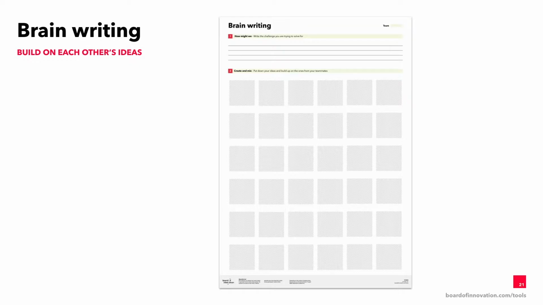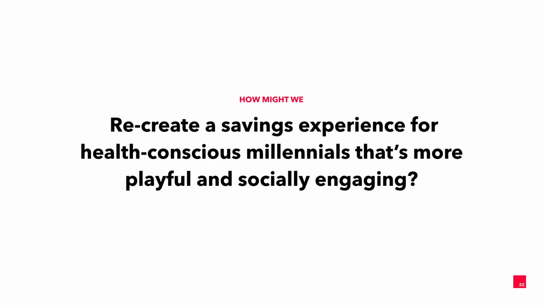So we have a template that you can use in order to do this. You can find it on our website, but you can also use a big piece of paper to run this exercise. It works just as well. So keep in mind that we have a how might we statement that we're working with. And first, give a poster to every participant and then ask the participants to write down this how might we statement on top of their poster. So how might we recreate a savings experience for health-conscious millennials that's more playful and socially engaging?